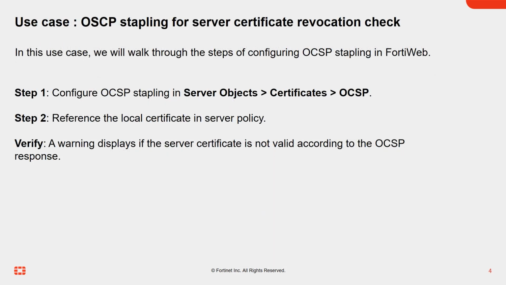In this use case, we will walk through the steps of configuring OCSP stapling in FortiWeb. First, we will enable OCSP stapling in the FortiWeb GUI under Server Objects, Certificates, OCSP. Next, we will reference the local certificate in the server policy. Once the required settings are configured, we will verify the server certificate's validity by observing how the browser responds to the changes.